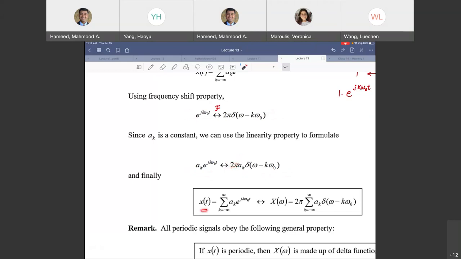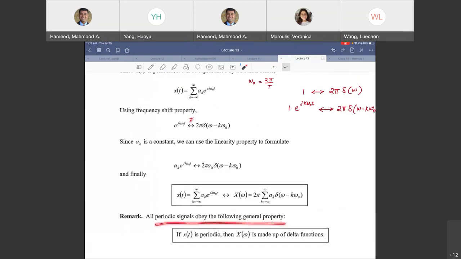So x of t can be expressed as a summation of all their Fourier series coefficients with their orthogonal set of functions. The Fourier transform of that will be summation 2 pi. Well, 2 pi can come out of the summation. You are left with ak delta of omega minus k omega naught. Essentially, if you want to find out the Fourier transform of a periodic signal, what do you do? You find ak and substitute it over here and you're done, right?